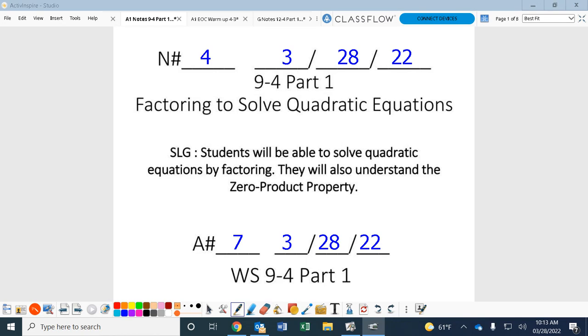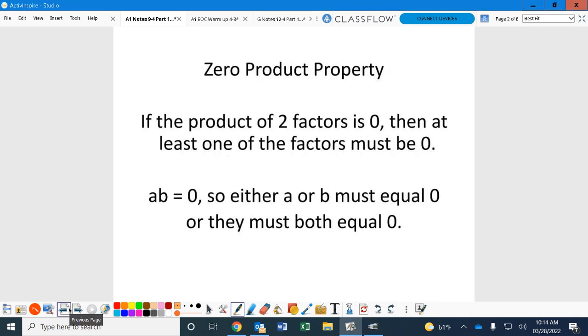Okay, guys, so we're going to be dealing with quadratics today. We're going to be factoring and solving equations using quadratics. That's ax squared plus bx plus c equals 0. We're going to be solving those today and getting equations. Before we can solve those, we need to talk about what's called the zero product property.